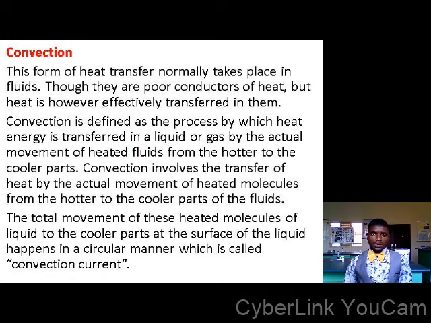Wow, let's look at convection. This is a form of heat transfer which normally takes place in fluids. Convection takes place in fluid. It's a form of heat transfer where molecules are heated and then they rise up and then they come back again, and they keep flowing round and round. We call it convection currents. You can also find convection currents in the core of the earth.